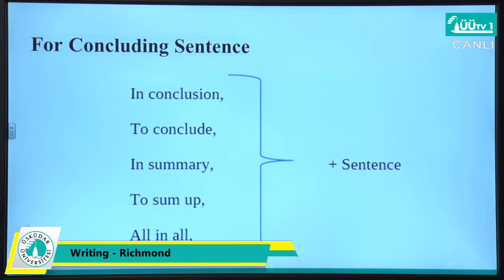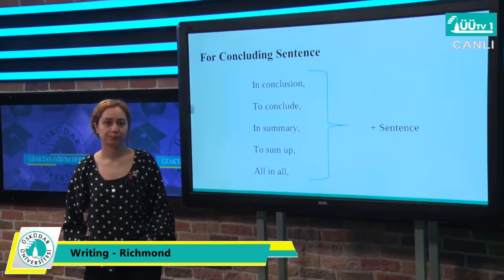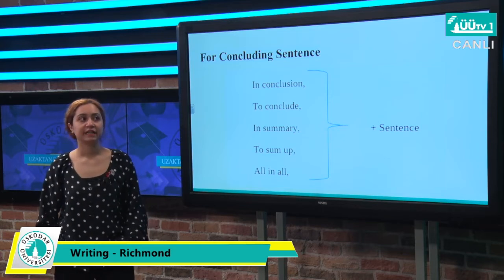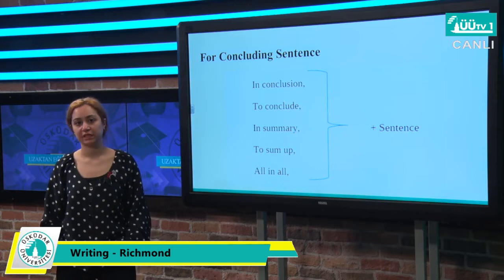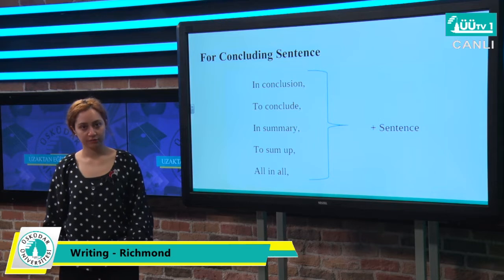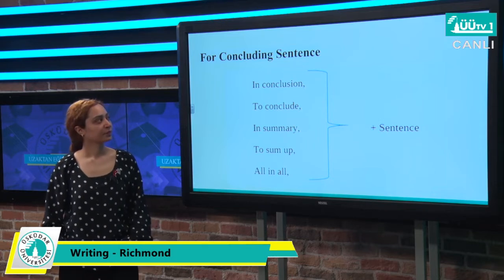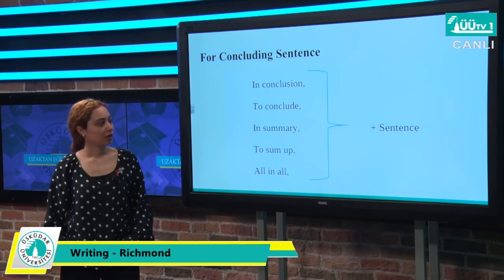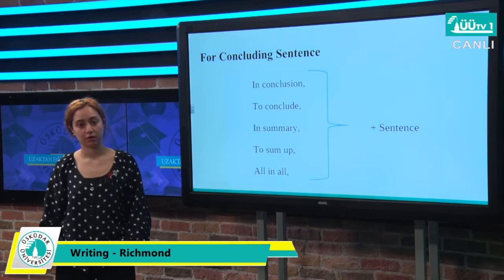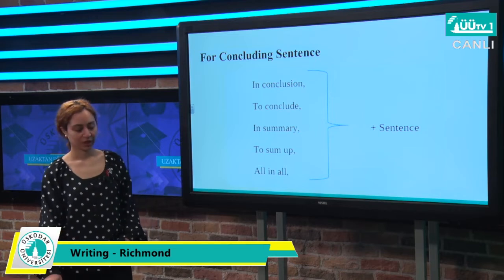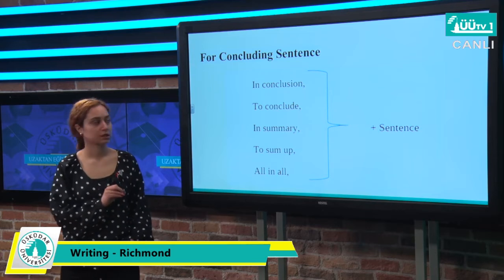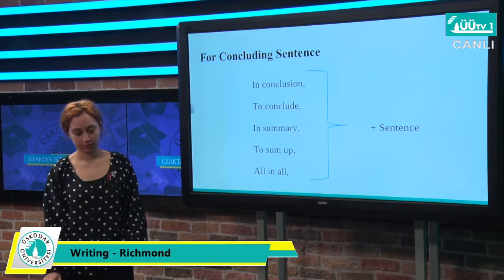So what do we write in the concluding sentence? Let's remember from our previous lessons. For a concluding sentence, we can restate the main idea. We can restate the topic sentence. We can summarize our paragraph in 1 or 2 sentences. We can offer a solution, or we can state our opinion. But we need to use these signal words before the concluding sentence and after the supporting ideas.